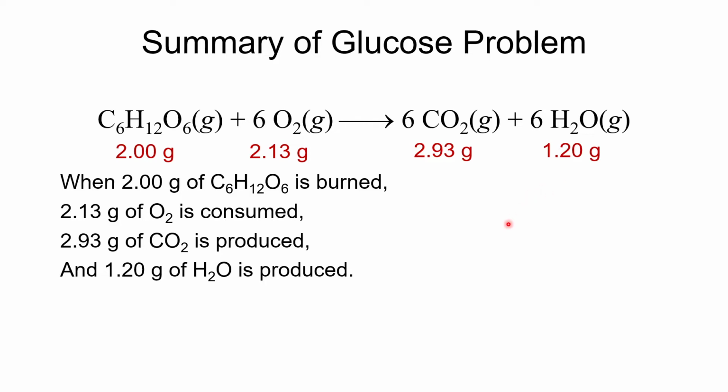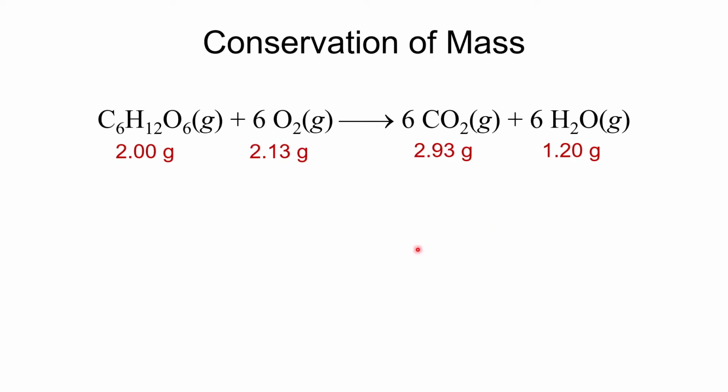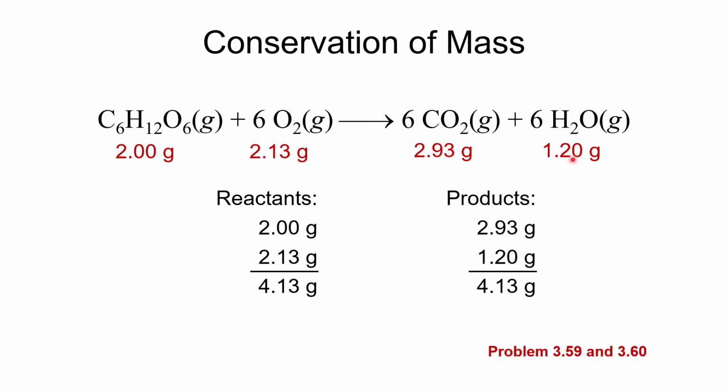One last thing that I want to point out before we're done with this problem is that the law of conservation of mass can be demonstrated by looking at these calculations. If we look at the total mass of the reactants, we have 2.00 plus 2.13, and that gives us 4.13 grams of these reactants. For our products, we have 2.93 plus 1.20, and again, that gives us 4.13 grams.